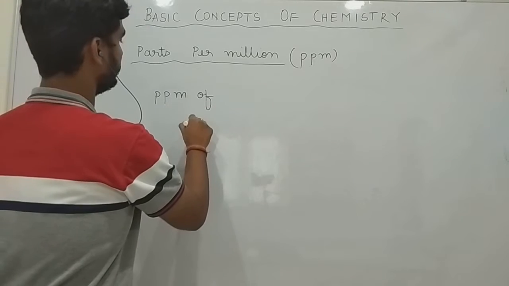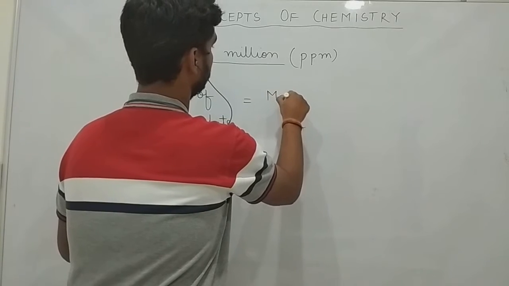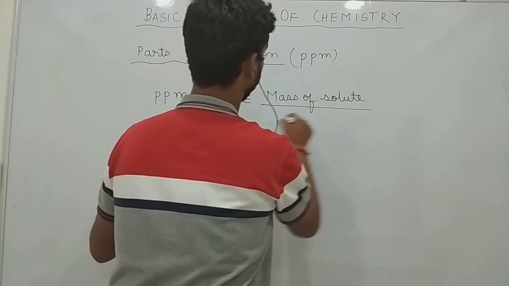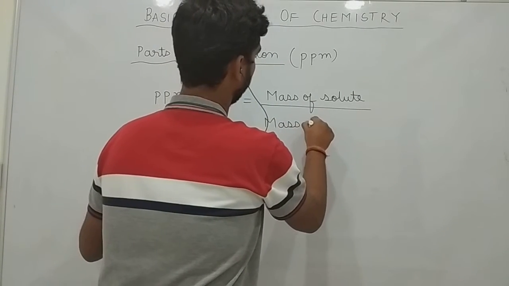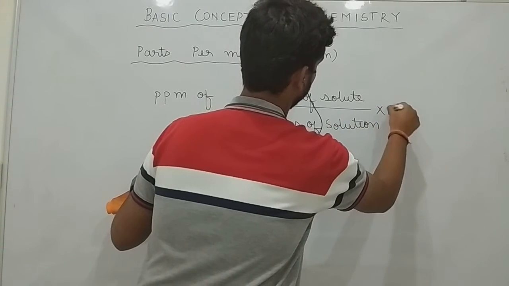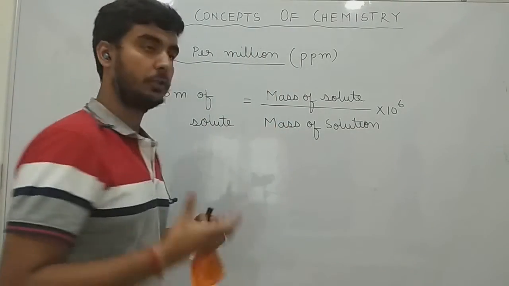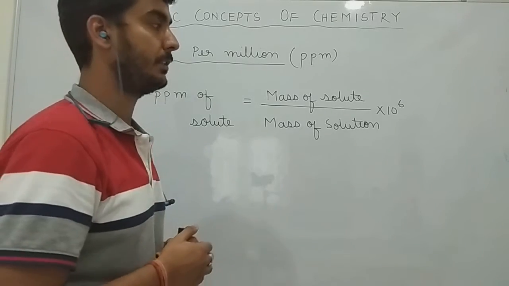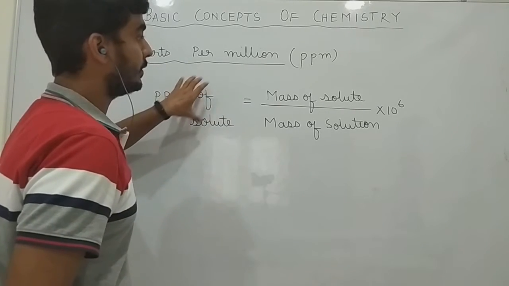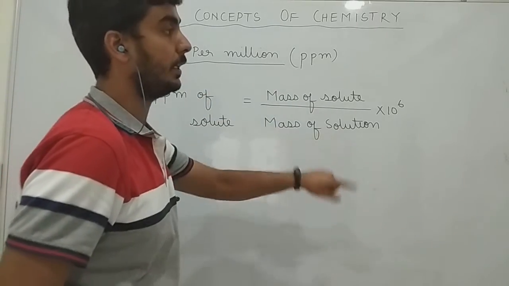ppm of solute is equal to mass of solute divided by mass of solution into 10 to the power 6. So this is the mathematical formula to express concentration of a solution in terms of parts per million, or ppm. So ppm is equal to what? Mass of solute in numerator, mass of solution in denominator, into 10 to the power 6.